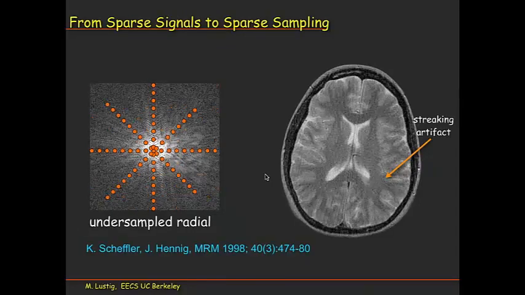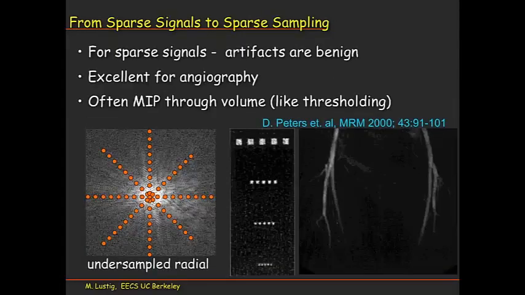Pay attention. Now, people have realized this, and there's a paper by Scheffler and Hennig back in '98 where they realized that subsampling a radial acquisition gives you these streaking, non-coherent artifacts, but you can still see through those artifacts and see the structure. And Dana Peters back in 2000 had a beautiful paper and she realized that for sparse signals like angiograms, the artifacts are in fact benign. And this idea is really great for angiography.